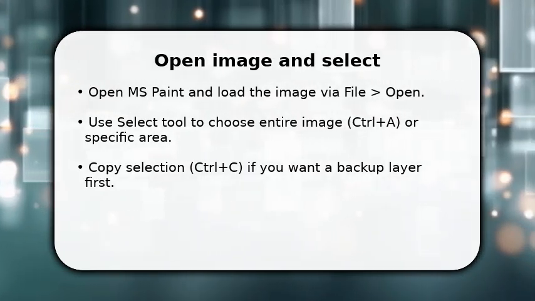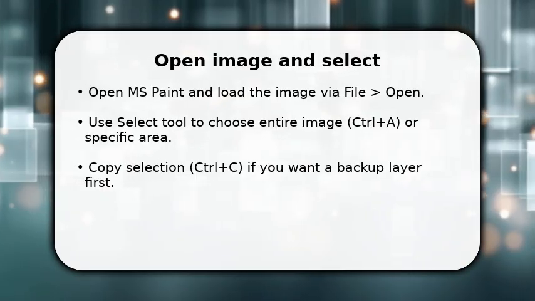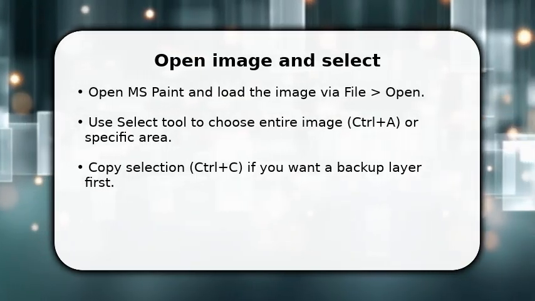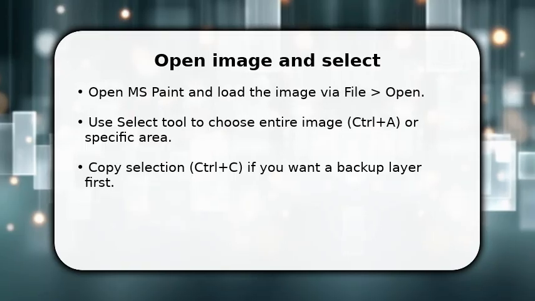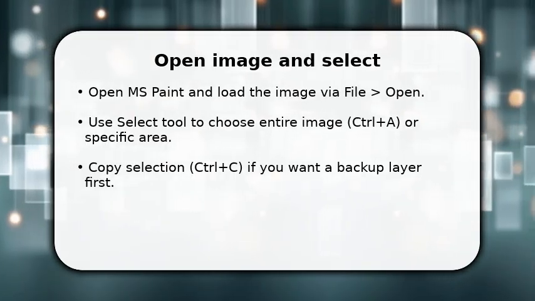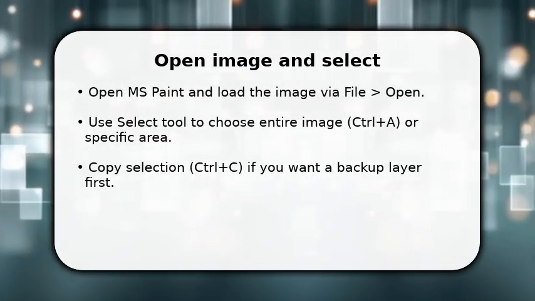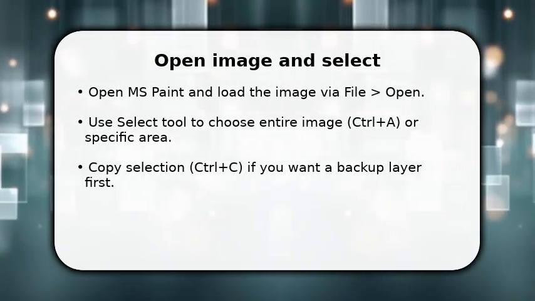Once selected, copy it with Ctrl+C as a quick backup so you can revert if needed. This step matters because Paint has no layers. Making a copy prevents accidental loss while you perform the color inversion steps that follow.